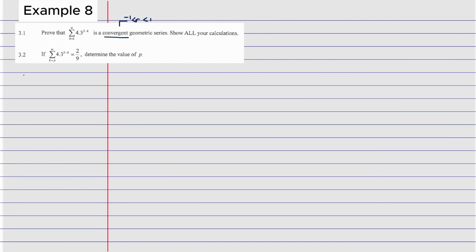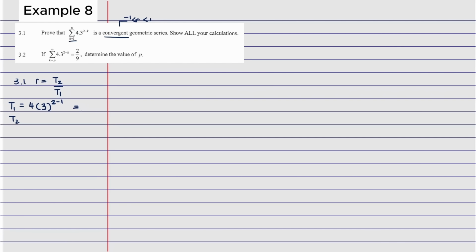So here for 3.1, we need to find r. Since it starts at k equals 1, r is going to be t2 divided by t1, so we need to find t1 and t2. So let's do that. It's going to be 4, open bracket, 3, then it's going to be 2 minus 1.